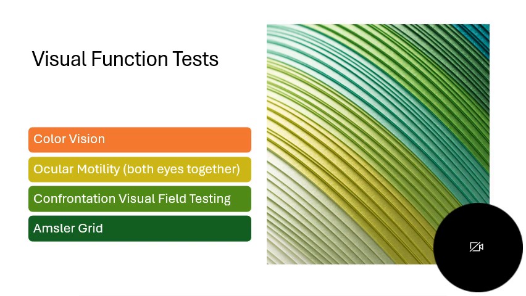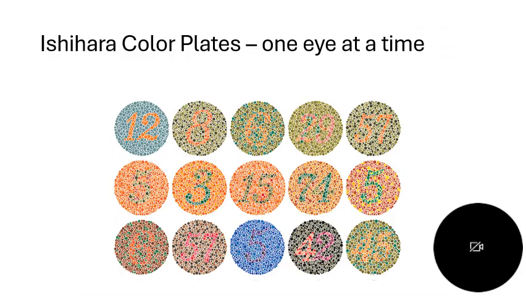Now that we have gotten the vital signs of the eye, we need to test the function of the vision. There are 4 major tests to do this. We assess the color vision, we assess the motility of the eyes, we assess the visual field or the peripheral vision of the patient, and we check whether there are any distortions in their vision using an Amsler grid. So let's talk first about the color vision.